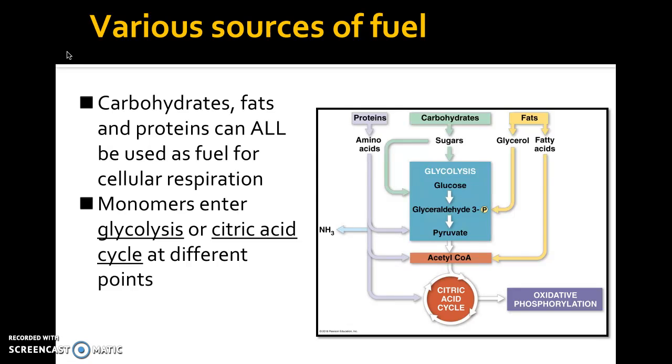And then on the right, you can see proteins. The only way that a protein can help is if it is broken into its amino acids, and very important, the amino group, NH3, has to be removed. When the NH3 gets removed, it's released by our body as waste called urea.